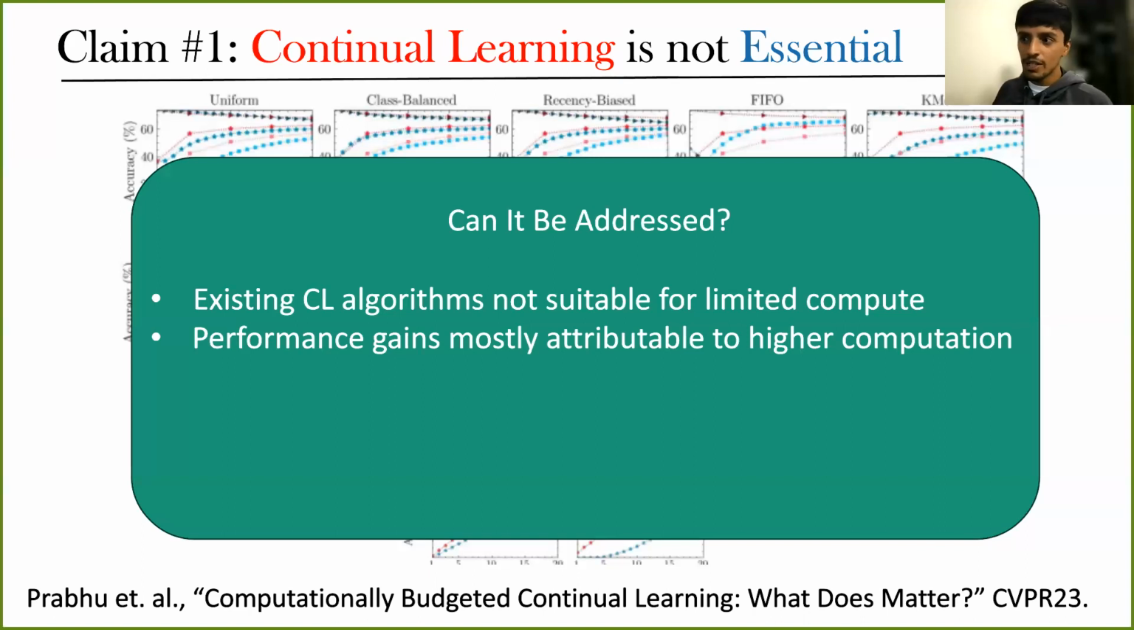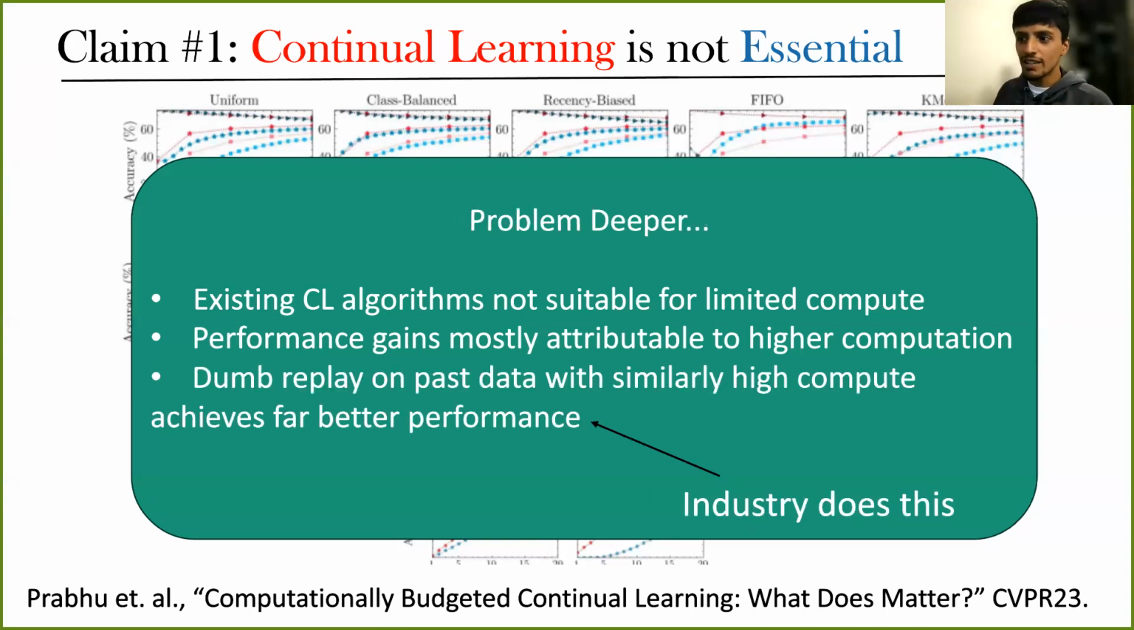We find out in our CVPR work that continual learning algorithms are just not suited for limited compute. Reducing the compute impacts the algorithms quite a lot because most of the performance that they gain comes from just doing more computation. If we normalize computation, then what we find is the best way to use compute is just to tune on past data with simple SGD, nothing fancy. This is what the industry sort of does when they get new data. They just take the new data, concatenate it, make bigger datasets, and just tune a model on this. Simple. Now, what to do about this?